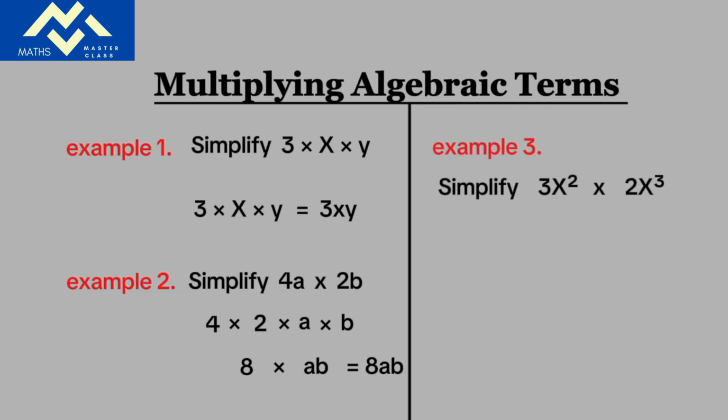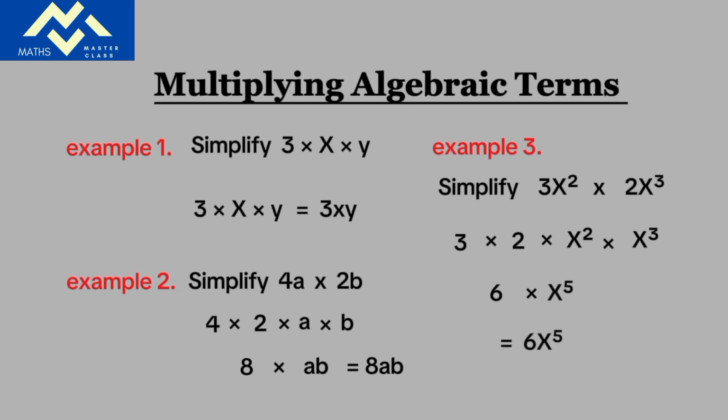Example 3. 3x squared times 2x cubed. First, we multiply the coefficients. 3 times 2 is equal to 6. Next, multiply the variables, which is x squared times x cubed. Remember, when multiplying the same variable, we add the powers. 2 plus 3 is equal to 5. So, x squared times x cubed equals x to the power 5. And finally we have 6x to the power 5.